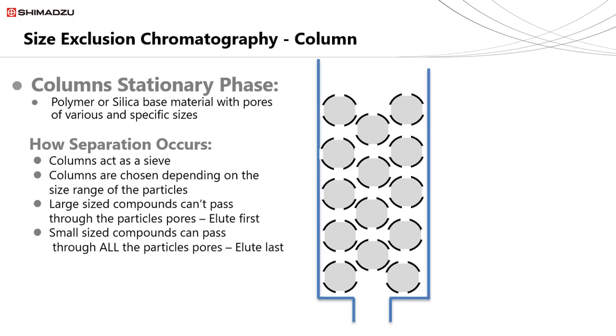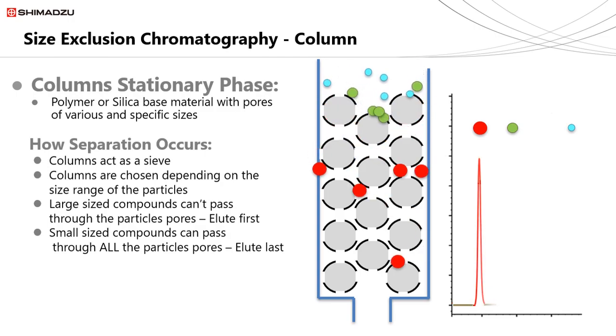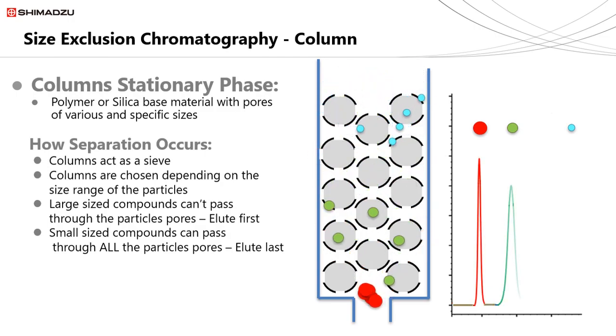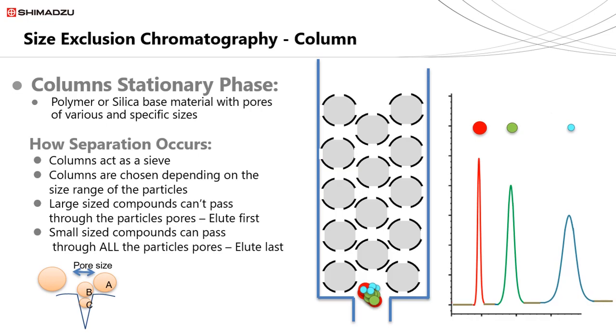Size exclusion chromatography uses a polymer or silica stationary phase. Separation is based on the hydrodynamic volume or size of the compounds. The larger the compound, the fewer the pores and pathways it can travel through, generating faster travel times through the column. Separation, as we can see, can then be further optimised after an initial screening process to alter the pore size and pathways in order to separate closely eluting peaks.